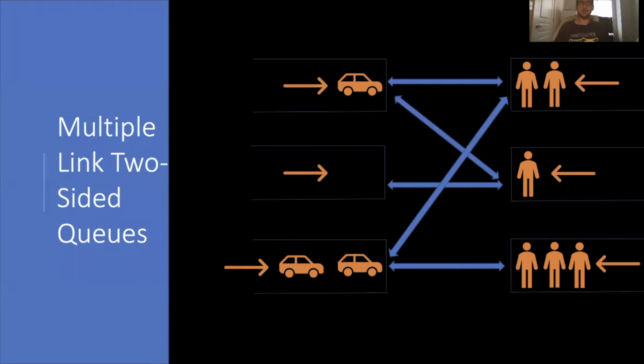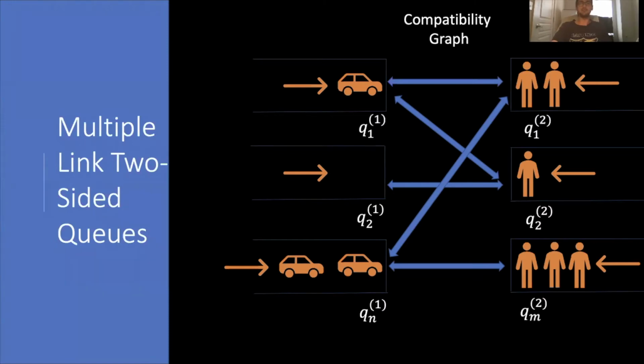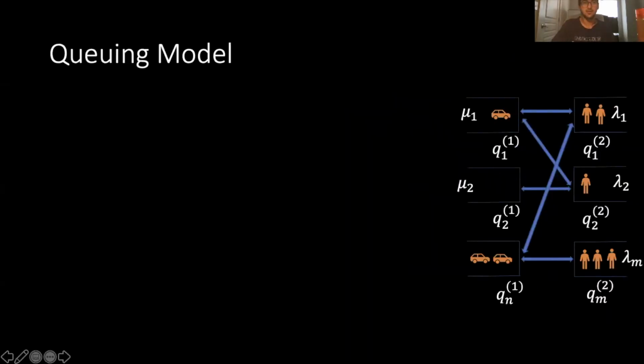Now, let's look at the model in more detail. So we have a multiple-link two-sided queue with different types of servers and different types of customers, and there is a compatibility graph between them. The state of the system is the queue length of each type of customer and server. There are some arrival rates for each server and customer, denoted by mu for the servers and lambda for the customers. The queuing process is defined as follows.